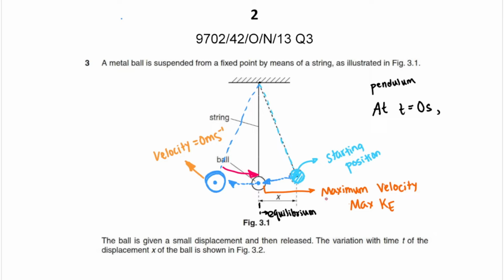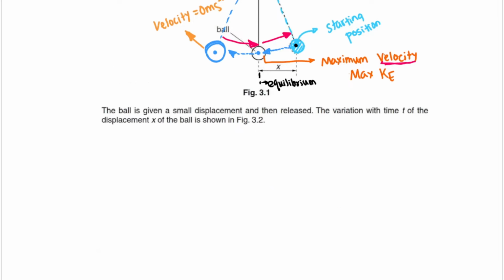However, this time the velocity will have a different sign, and we will get to that later once we analyze figure 3.2, the graph. And from the equilibrium point, the metal ball will then again come back to its starting position to complete one complete cycle of oscillation. Now let's go to figure 3.2 to understand this motion better.